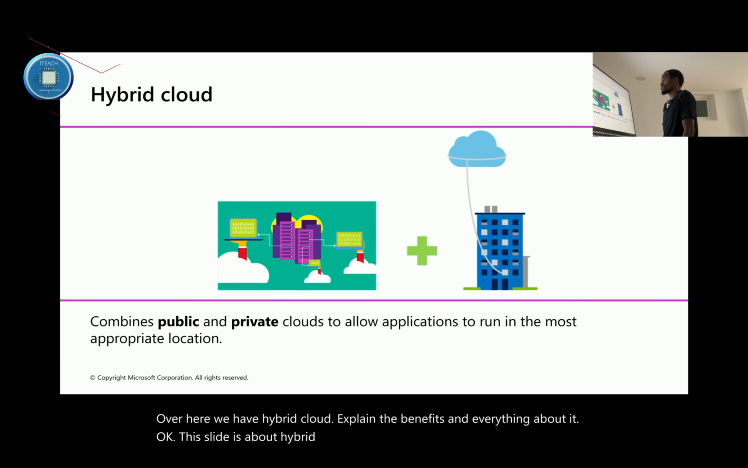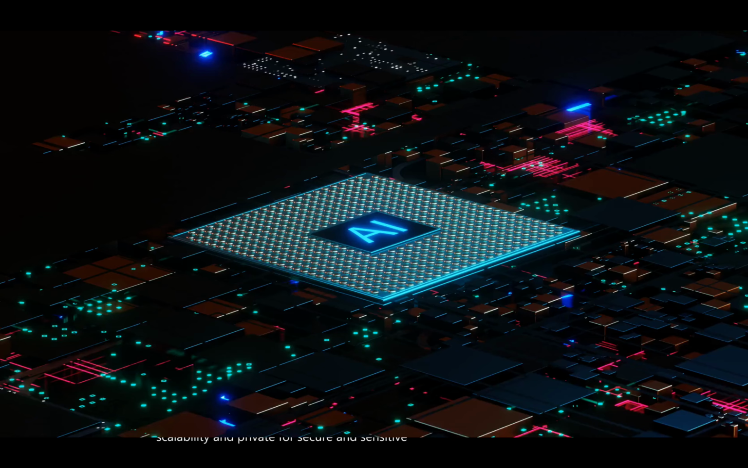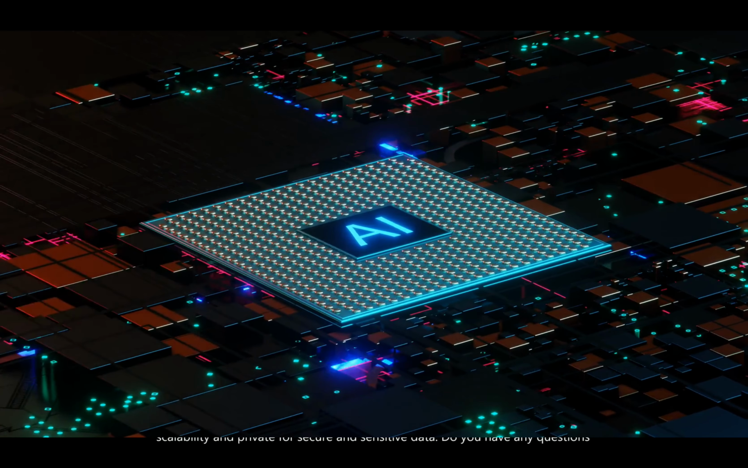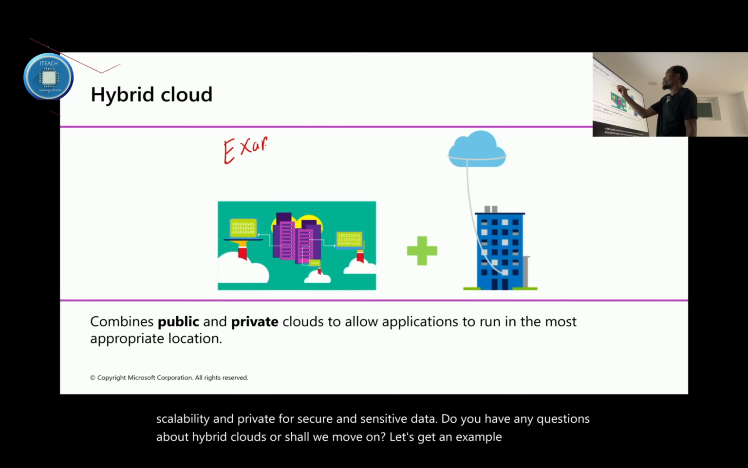A hybrid cloud combines public and private clouds, which allows applications to run in the most appropriate location. This offers flexibility and control, using a combination of public cloud for scalability and private for secure and sensitive data. Do you have any questions about hybrid clouds, or shall we move on? Let's get an example of the hybrid cloud models now.